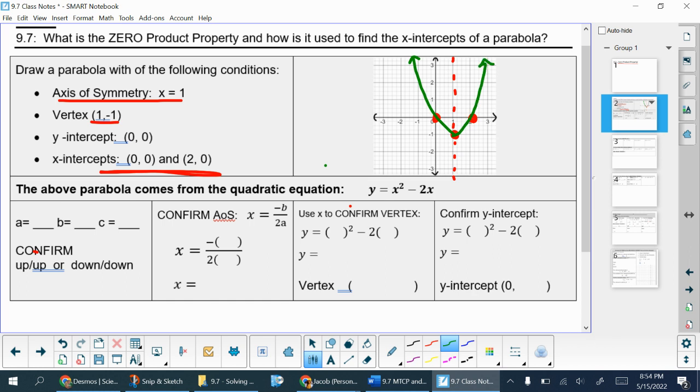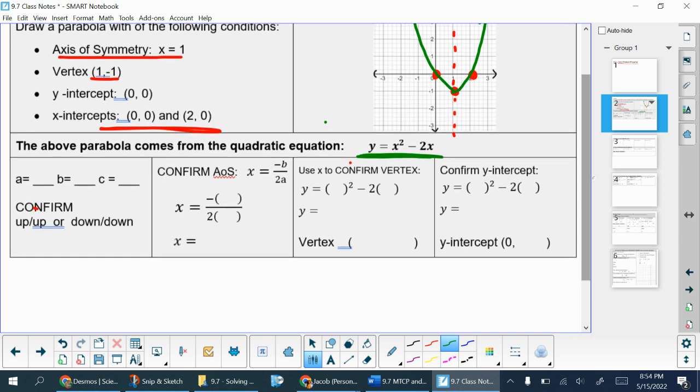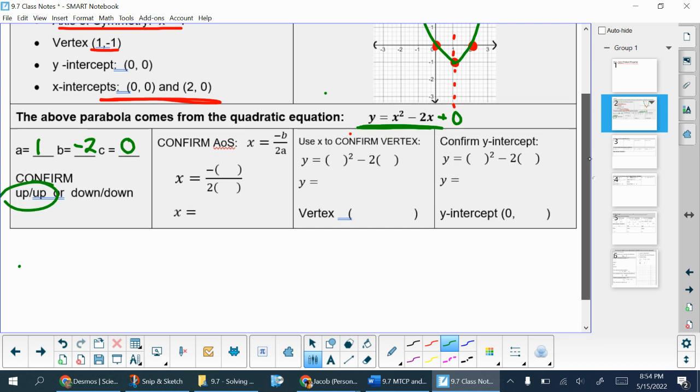Then they went ahead and gave us our actual equation for that parabola, and they want us to confirm that information. And so the a in this case, the number in front of the x squared, is 1. The number in front of the x, which is the b in this form, is -2. In this case, c is 0 because there is no c term. Since we have a +1 as our a value, we can see that that goes up on both ends of the graph, as we can see in the picture. It goes up forever on both ends.